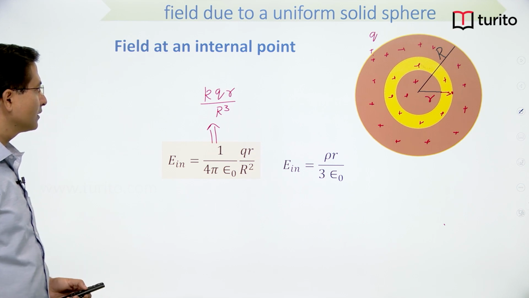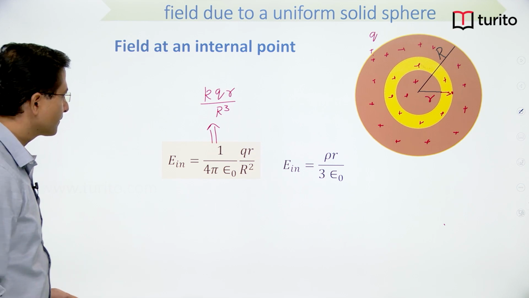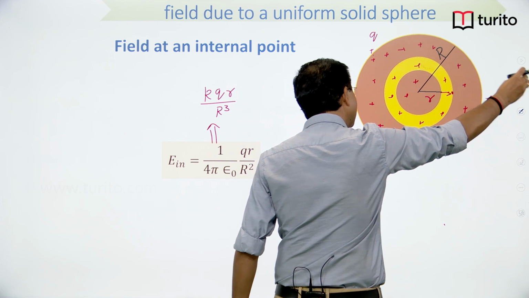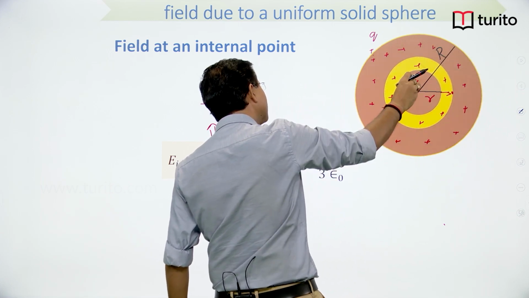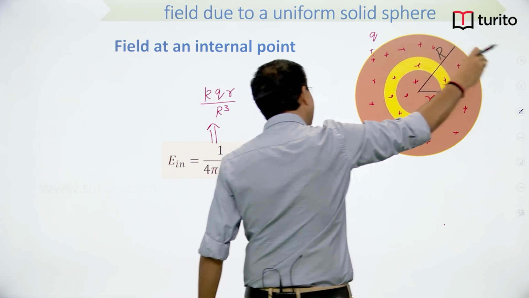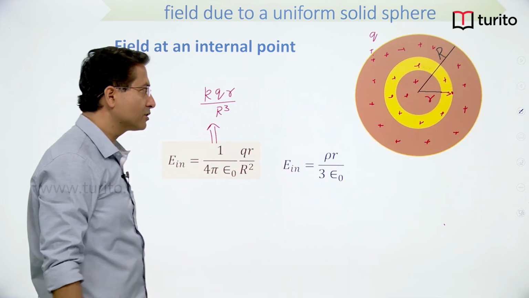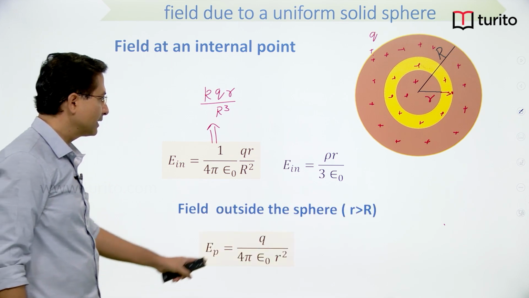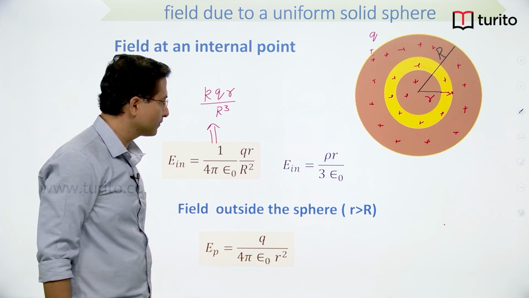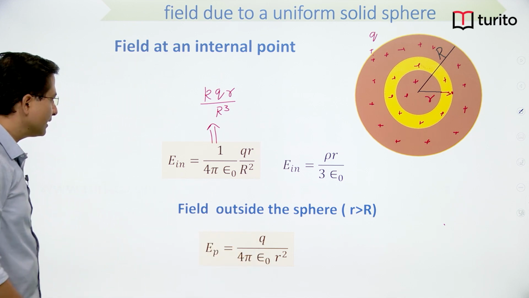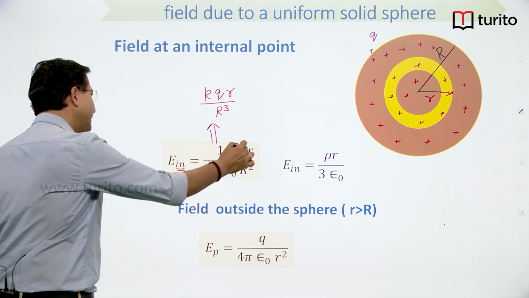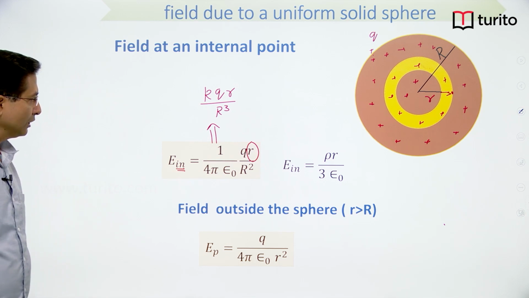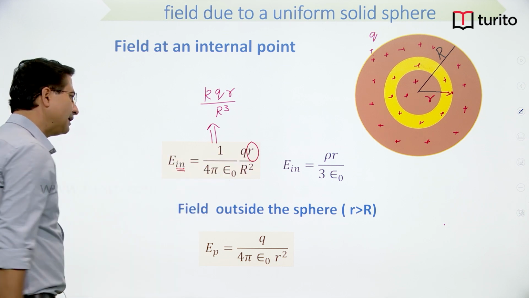So remember this one. Now for outside point, as this distribution is highly symmetric, I can assume that whole charge is distributed at center, and for any outside point I can directly write kQ by r square. So for any point outside we can write kQ divided by r square. So now you can see that field inside varies with r linearly, E is proportional to r to the power 1, linear variation.